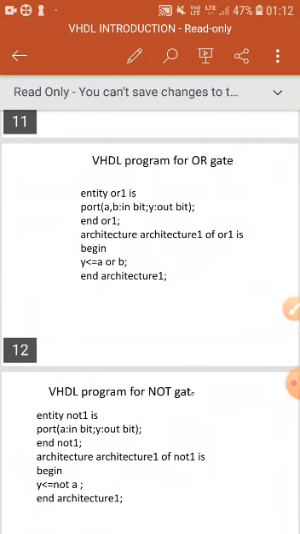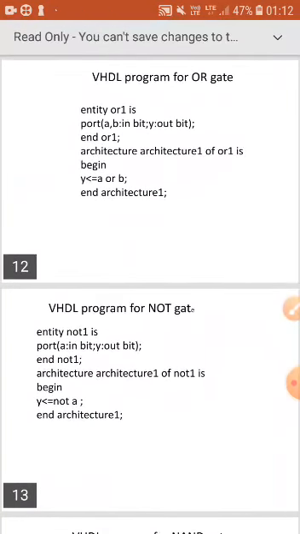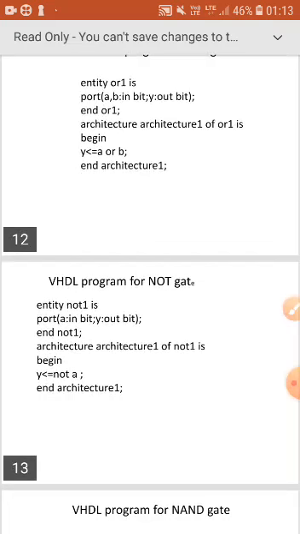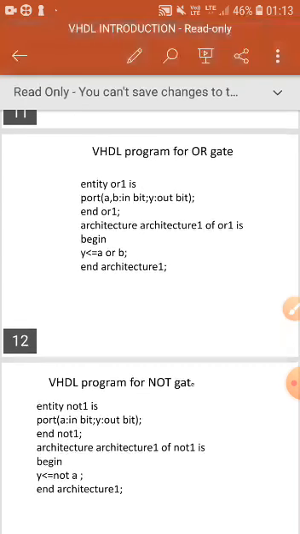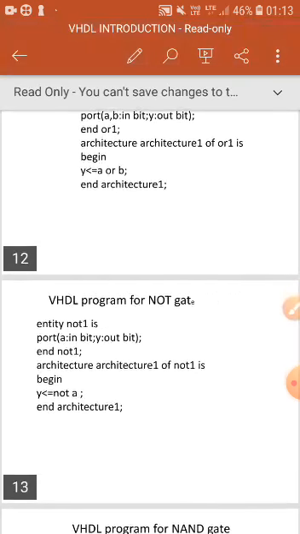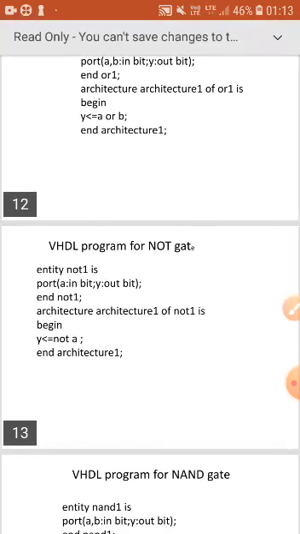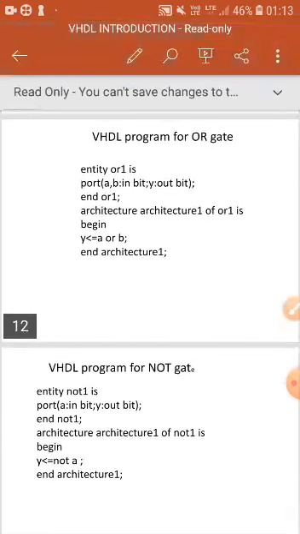Here the entity name is R1, so end R1. Next, architecture: architecture 1 of R1 is. The architecture name is architecture 1, and the entity name is R1. Next you have to use begin. In the last line, end architecture name. Here the architecture name is architecture 1.